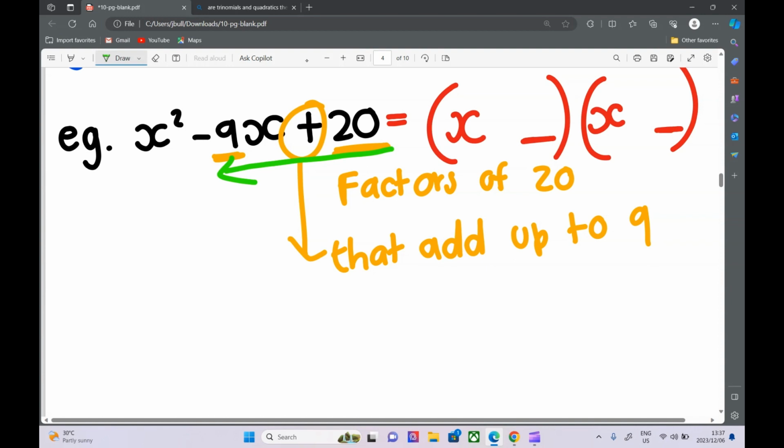So what I would do to start with, if I saw a trinomial question like this, is I would write down, let's just get my factors of 20. So factors of 20, these are the numbers that you can use to make 20. So you could say 1 times 20, 2 times 10, 3, no, we can't do 3, but we can do 4 times 5.